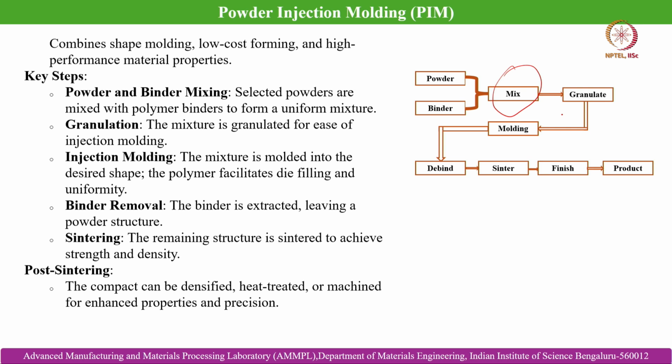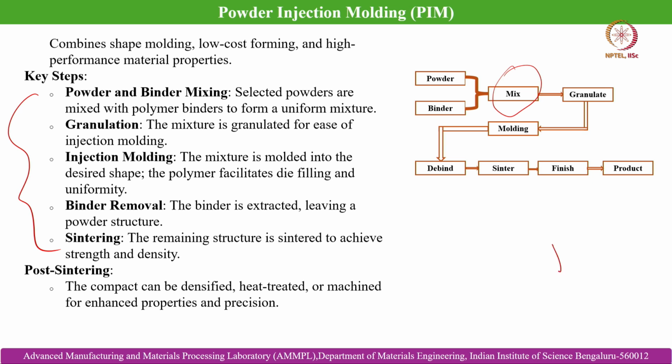Then after injection molding, we debind the part to take out the polymeric ingredients, and then after debinding we sinter the parts, and also then there are some finish operations in case to case basis that are generally executed, and then that way we get the final product. So, these are basically the key steps, that is powder mixing, granulation, molding, removal and sintering.